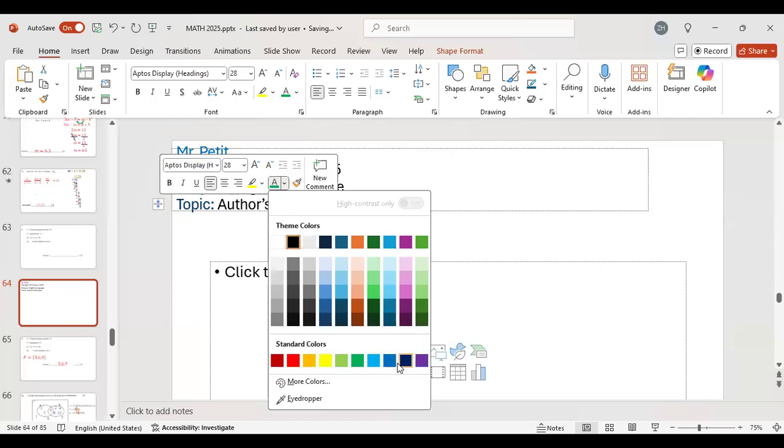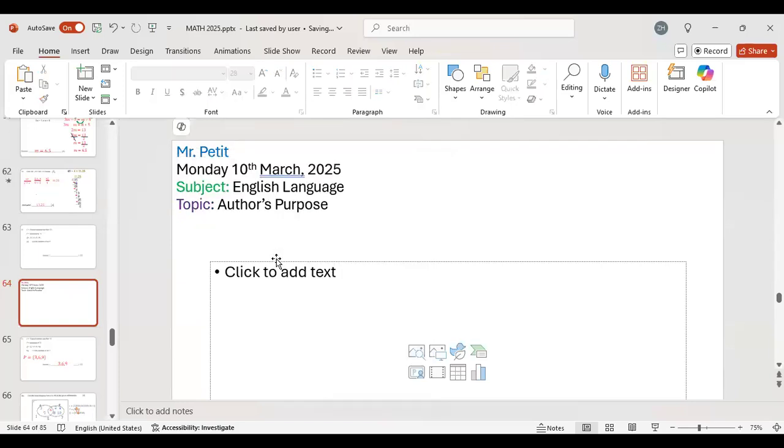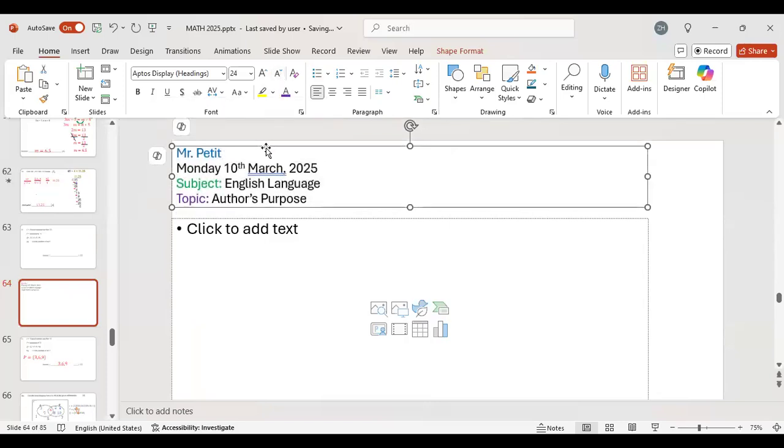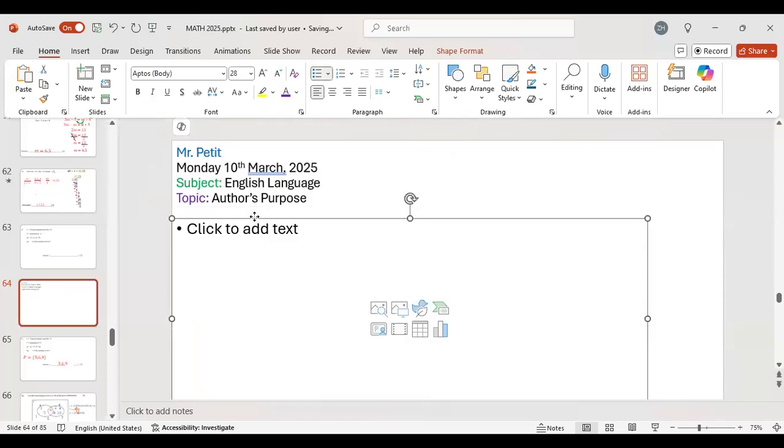Who is the author? The person who writes the story. Very good. Why would an author write? So what is the author's purpose?